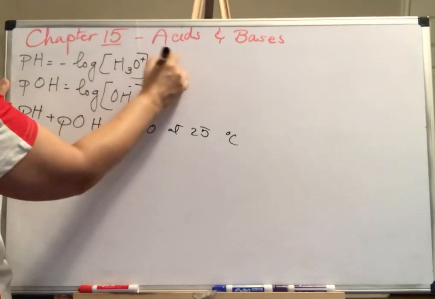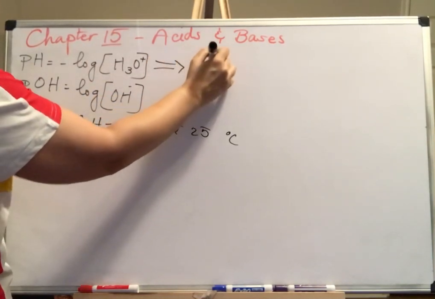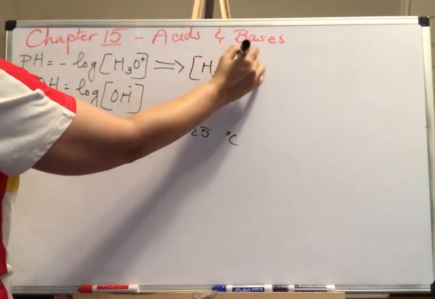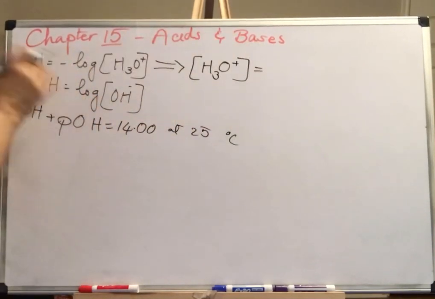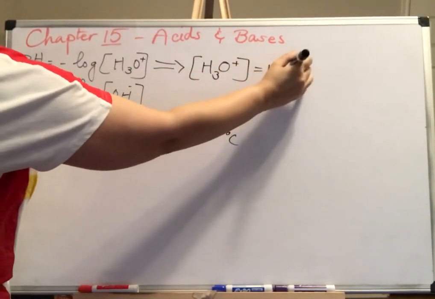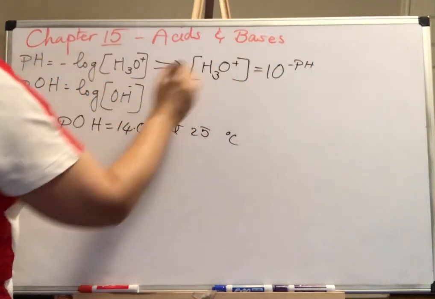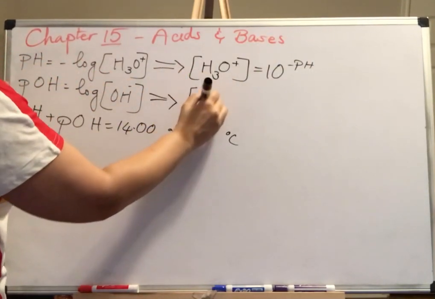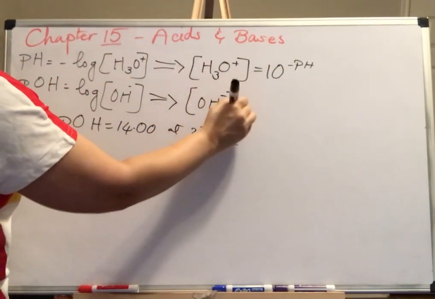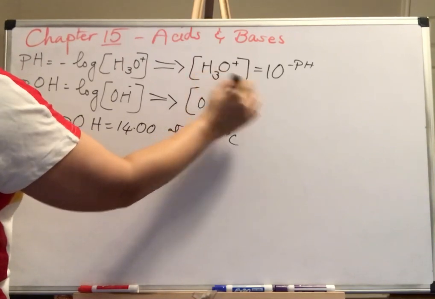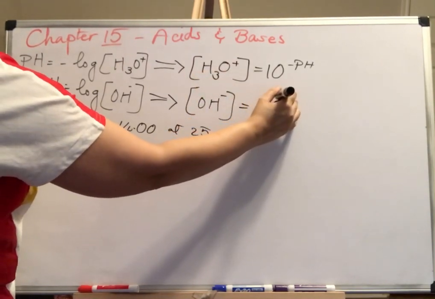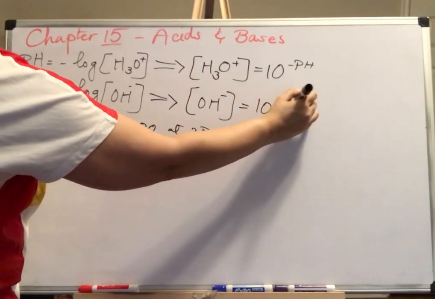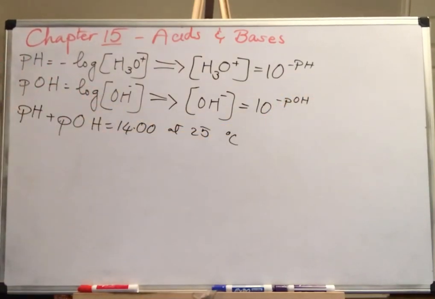And then the opposite of these, if you are given the pH and pOH and you're looking for finding the concentrations of H3O and OH, then the opposite of log is 10 to negative pH. Again, those are the formulas that will be given in the exam. No need to be worried about it. And it's going to be 10 to negative pOH.